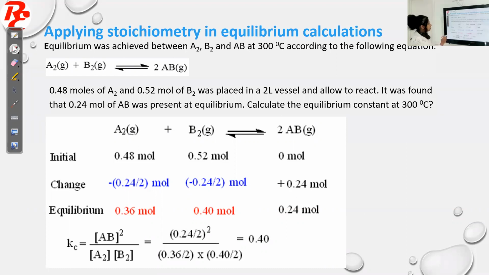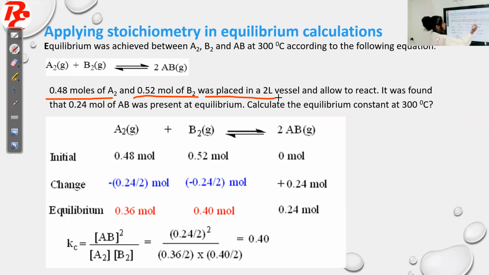It says 0.48 moles of A2 and 0.52 moles of B2 was placed in a 2-liter vessel. So that's not the equilibrium amounts of A2 and B2. That's how much you added at the beginning. So when you have this kind of question, when the initial amounts are given, not the equilibrium amounts, I make the ICE table. So this is how you make the ICE table.